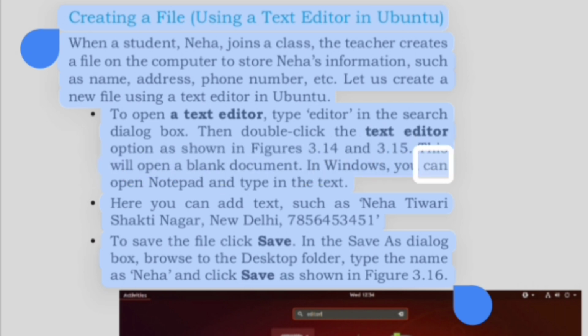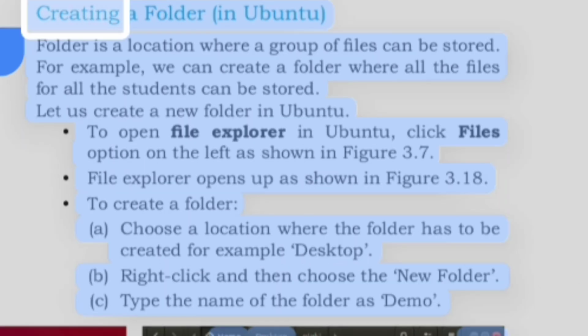In Windows, you can open Notepad and type in the text. Here you can add text, such as Neha Tiwari, Shakti Nagar, New Delhi, and a phone number. To save the file, click Save. In the Save As dialog box, browse to the desktop folder, type the name as Neha, and click Save as shown in Figure 3.16. Creating a folder in Ubuntu.